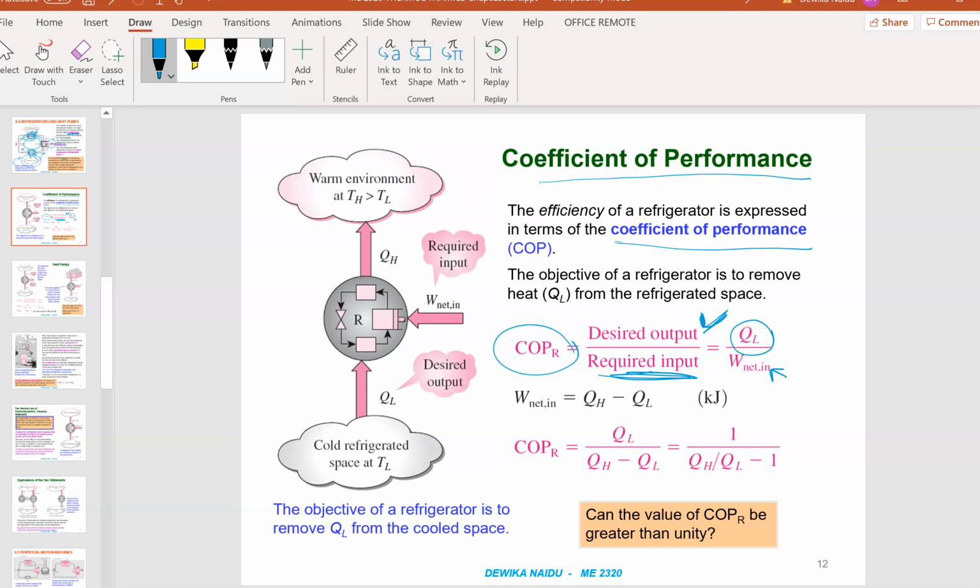So the COP_R, R is for refrigerator, will be 1 over (QH over QL minus 1). That is the COP for a refrigerator. And if you see this diagram here, can you see it taking heat out from the colder area, going through the refrigeration cycle and releasing the heat to the warmer area?